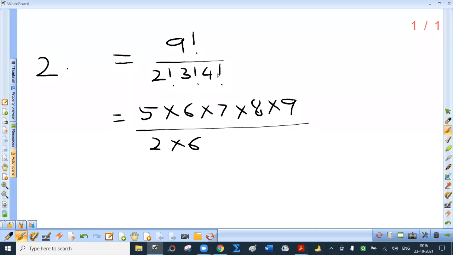See, after cancelling 4 factorial, in the numerator what remains? 5, 6, 7, 8, 9. 2 factorial is 2, 3 factorial is 6. Now 6 gets cancelled and so on. So you get 1260. So how many ways of arrangements? 1260. So that's it for today.